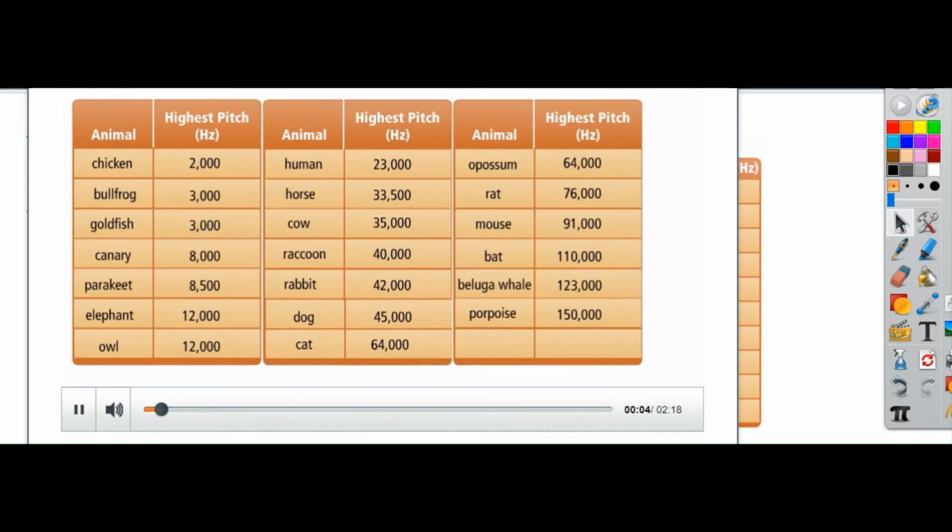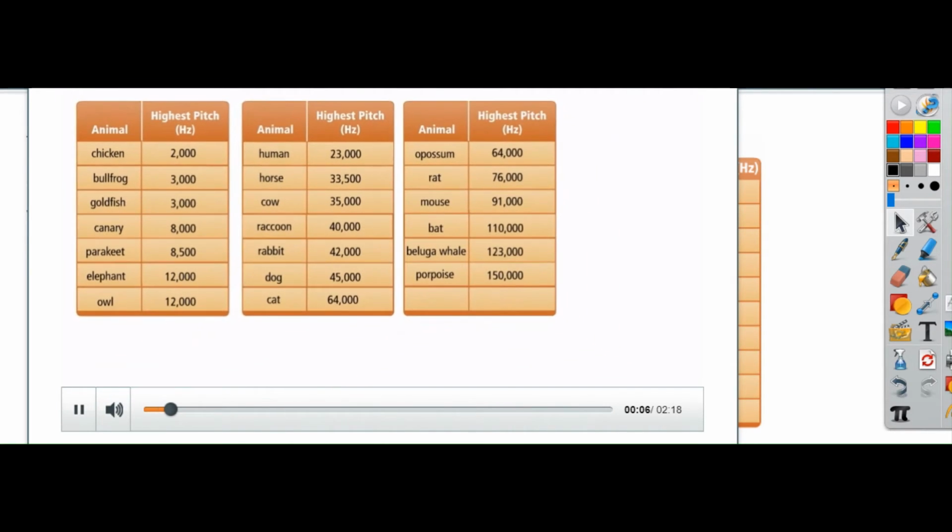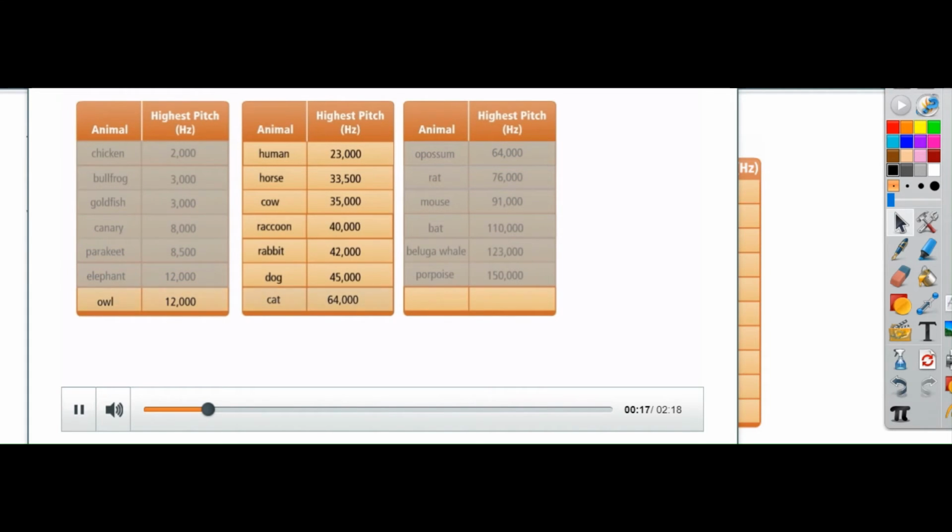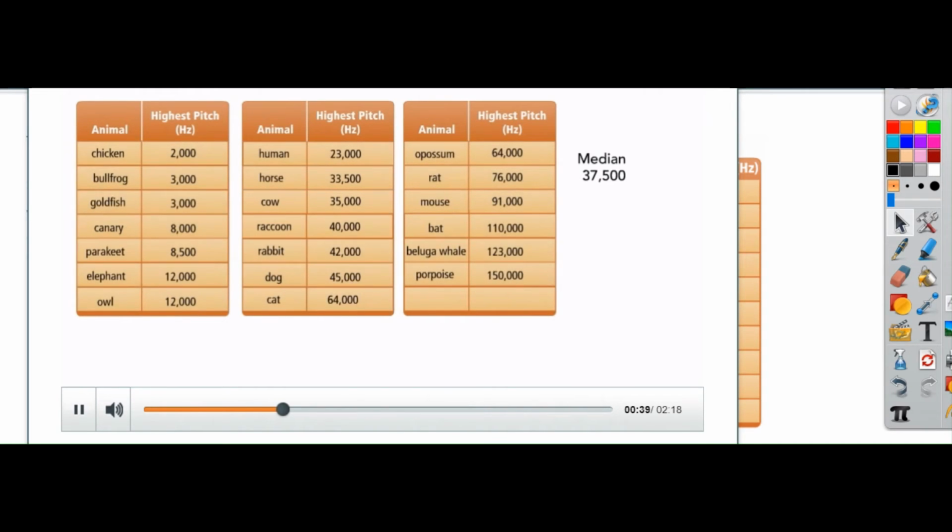So here's our data set right here. We have our pitch spread out. We have our highest value and our lowest value. We're crossing them off so we can find that middle value. You keep crossing off until you find your exact middle. And since we have two values here, we have to add them up and divide by 2 to get the middle value, which is quartile 2. So the median, or the middle value, of the data set is going to be 37,500. Now that we have the middle value, we need to find the median of the upper half and the median of the lower half.